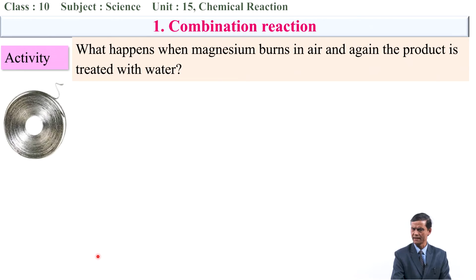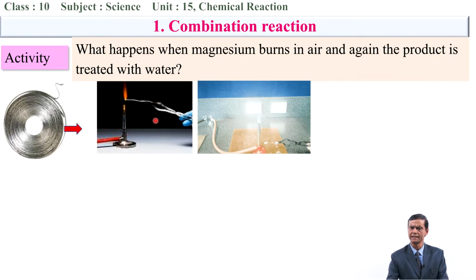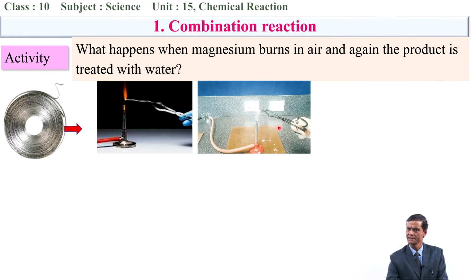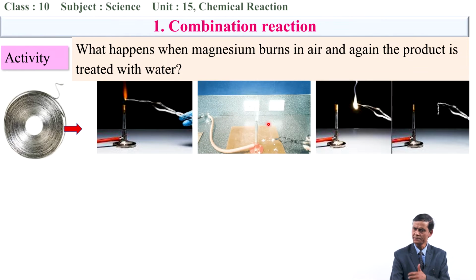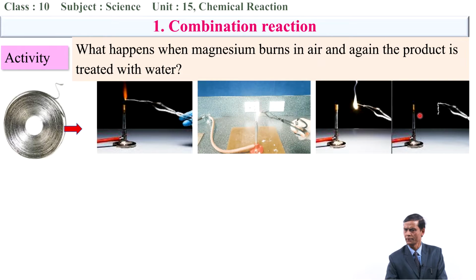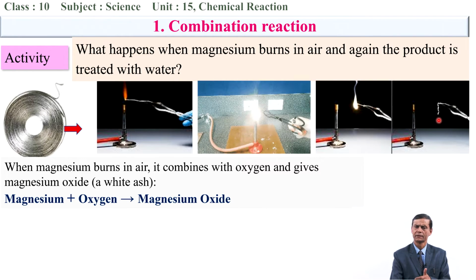Look at it. This is magnesium, and this magnesium we can burn like this. We have taken a piece of magnesium ribbon in tongs, so we are going to burn it. How does it burn? Yes, it burns like this. It burns with a bright light, isn't it? And after burning, what would happen? After burning, it gives this type of product. Look at here. Here is white powder. White powder will be produced, and if this is treated with water, then what will happen?